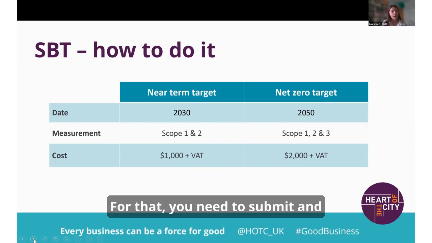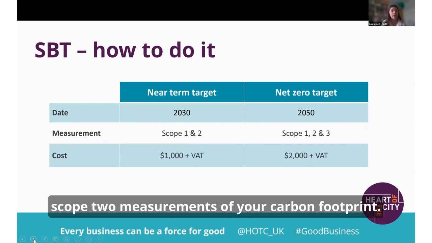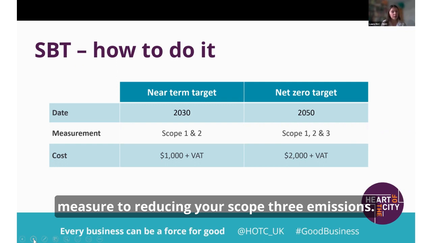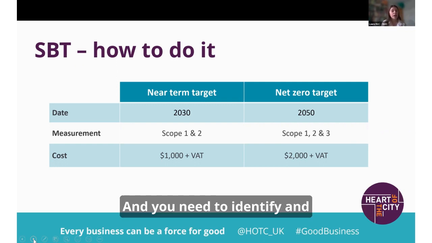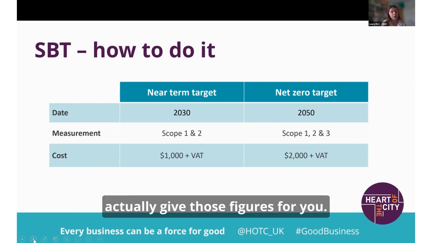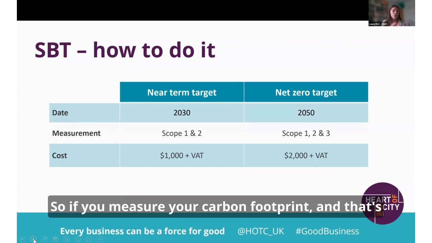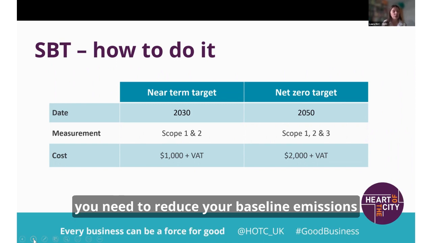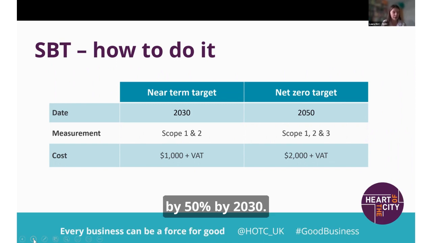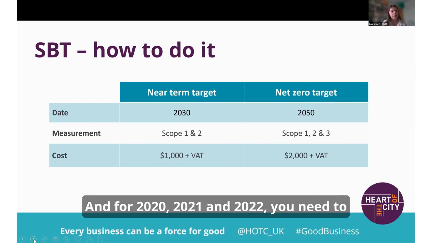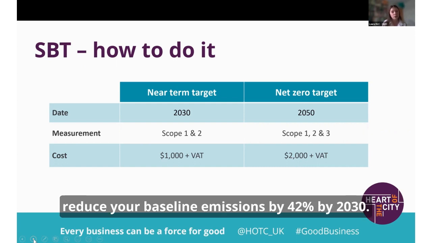For that, you need to submit and have measured your scope 1 and your scope 2 measurements of your carbon footprint, and you also need to commit and measure to reducing your scope 3 emissions. And you need to identify and give the reduction needed by 2030. So the SBTi on the SME route actually give those figures for you. If you measure your carbon footprint, and that's called a baseline, for your first one in 2018, you need to reduce your baseline emissions by 50% by 2030. For 2019, it's reducing by 46% by 2030. And for 2020, 2021, and 2022, you need to reduce your baseline emissions by 42% by 2030.